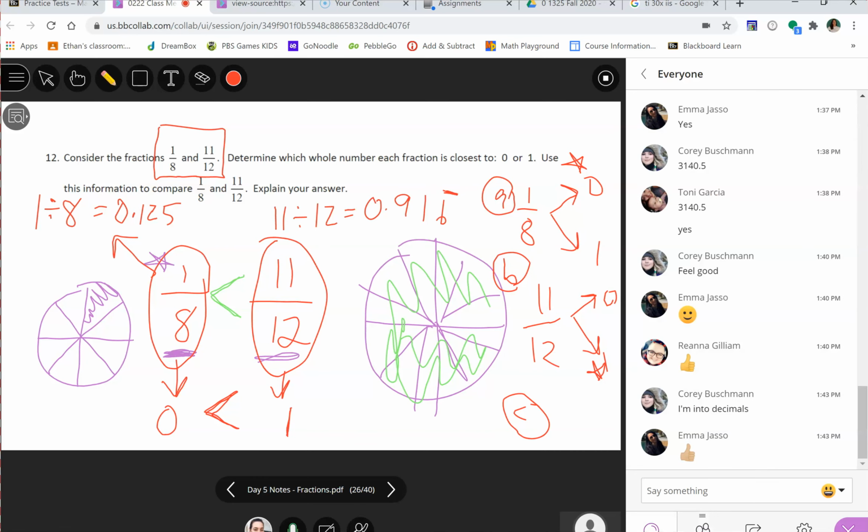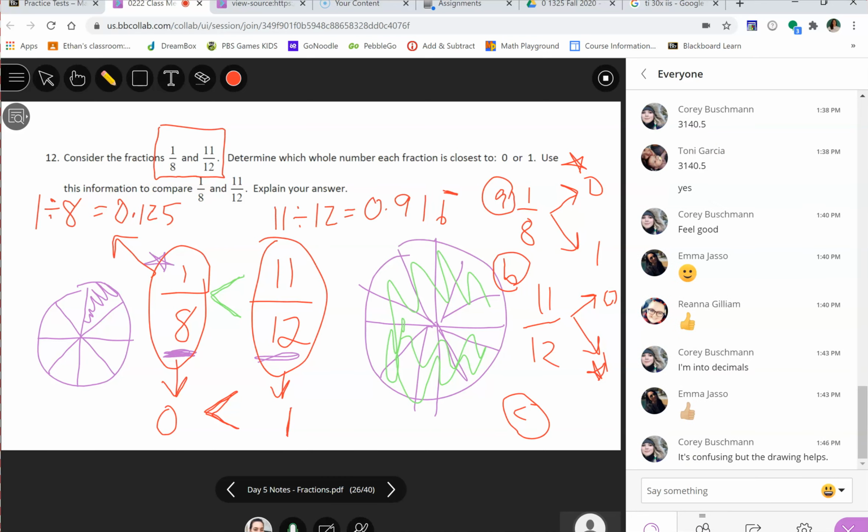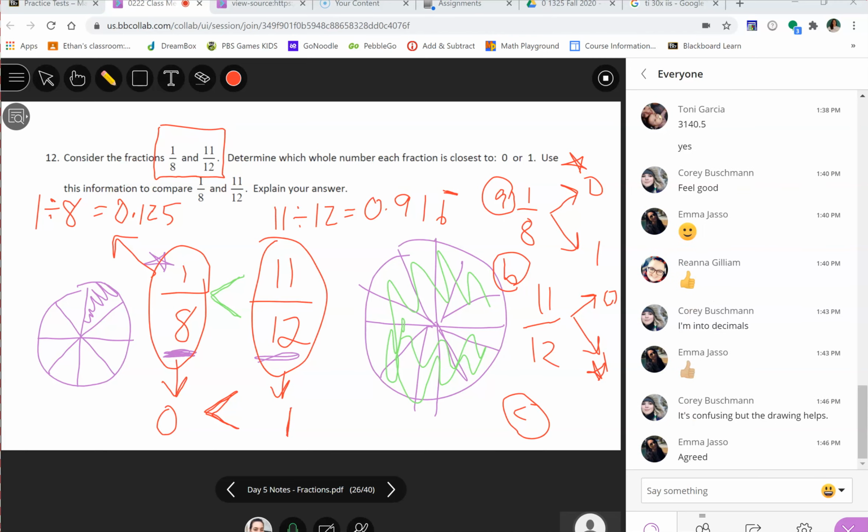Can you just use decimals if you want to? Yeah, for the final answer. Yeah, you can. It's those intermediate steps. They're trying to get you to use some number sense or some reasoning. Yeah, it's a little confusing, but the drawing helps. Drawings help me a lot with fractions.